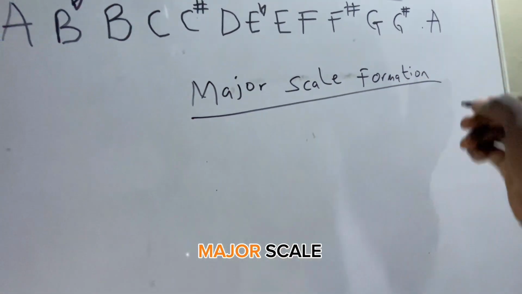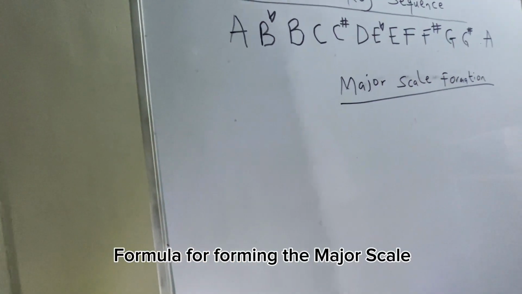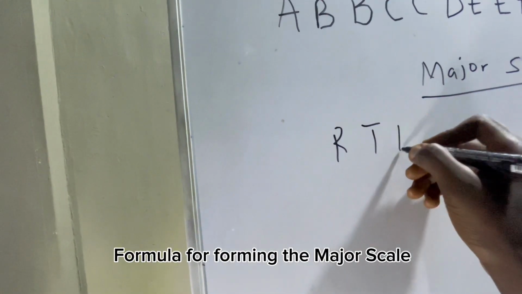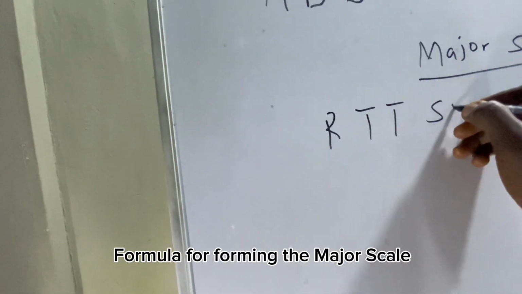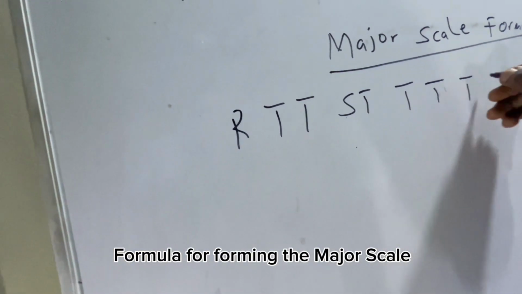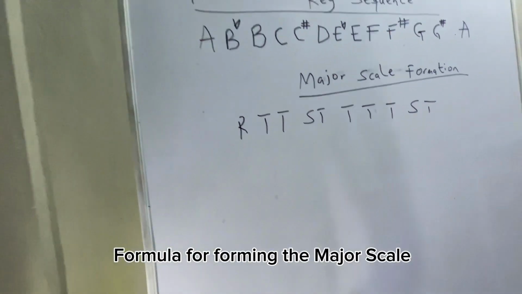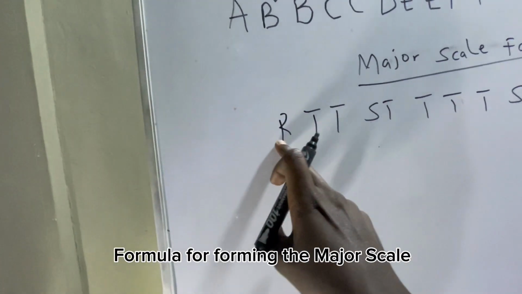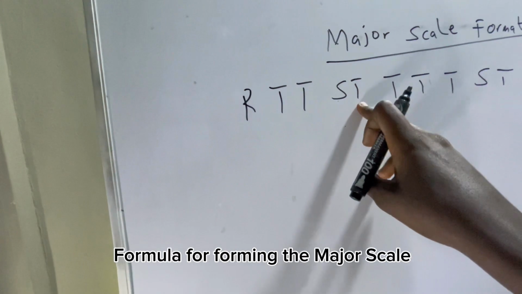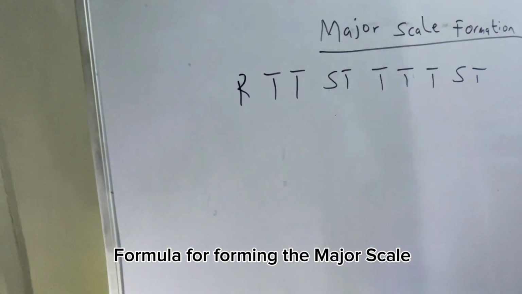So for the major scale formation, we said we have the root note, tone, tone, semitone, tone, tone, tone, semitone. The root note is represented with R. T means tone, ST means semitone. Very good.